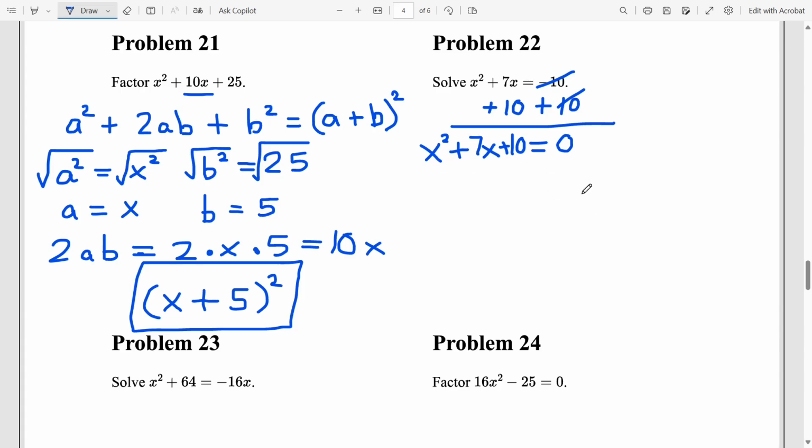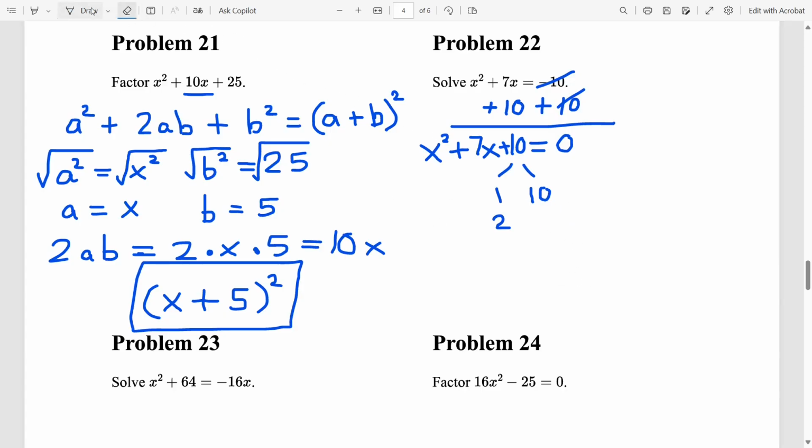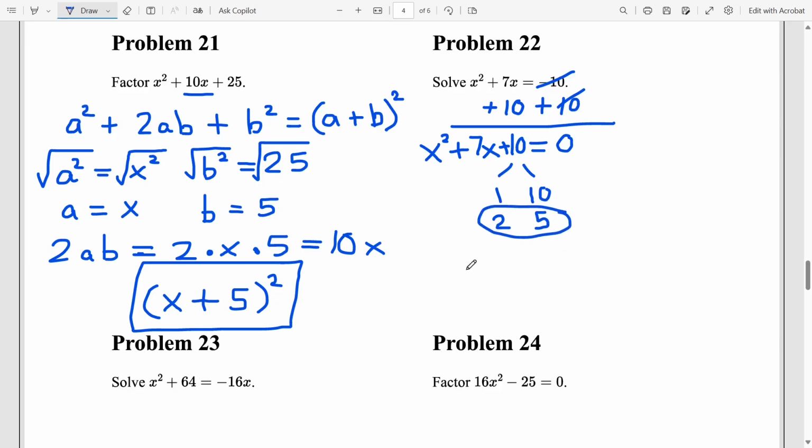So now it's just factoring when a equals 1, the number in front of x squared equals 1. We have a positive and a positive here, so I'm going to list the positive factors of 10. Those are 1 and 10, and 2 and 5. And 2 times 5 is 10, but adds to 7. Okay, so we want to select positive 2 and positive 5, so the factored form would be x plus 2 times x plus 5 and that equals 0.